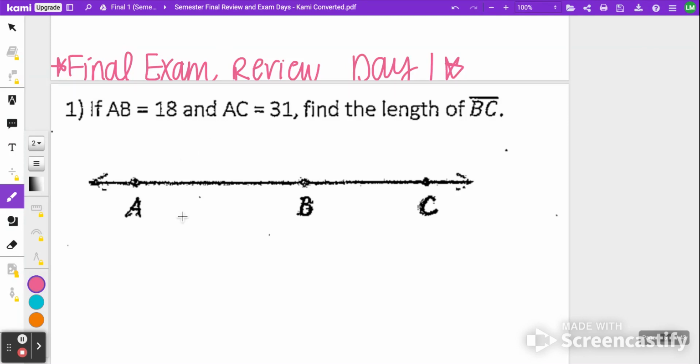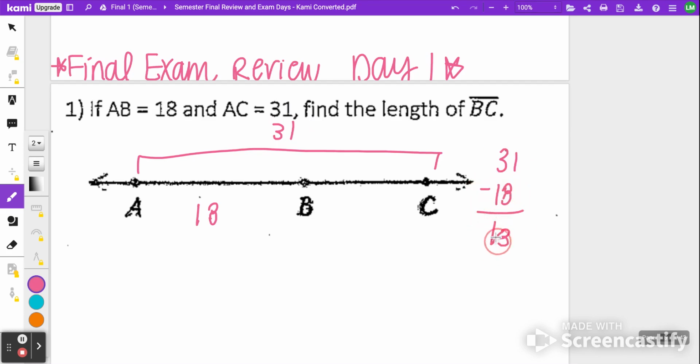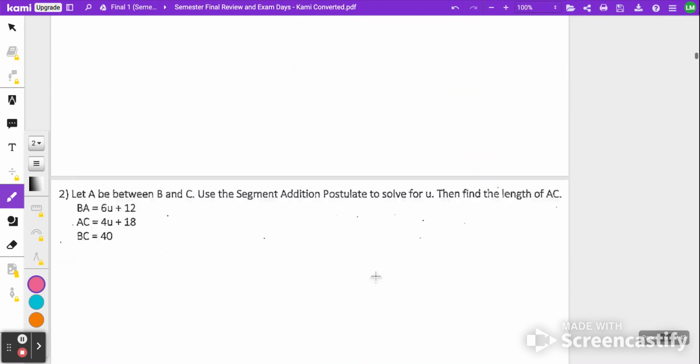The first thing we want to know is, what is the length of BC? We know AB is equal to 18, and AC, which is this entire length, is 31. So what we'd have to do is just take 31, subtract 18, and we're given 13 as our answer. So BC is equal to 13.